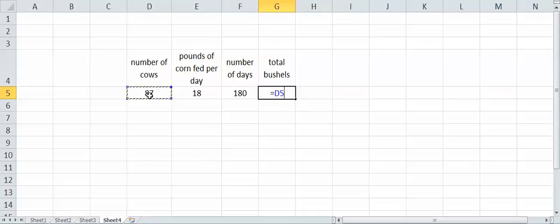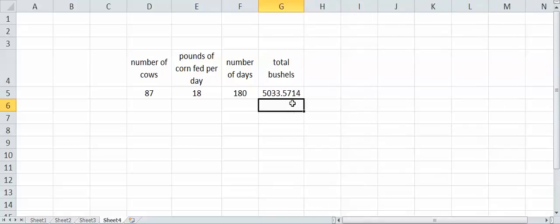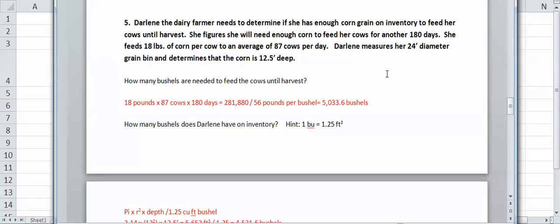So number of cows times number of pounds fed per day times number of days gets me total pounds of corn, and then divide that by 56 pounds of corn. 5,033 bushels of corn are needed to finish out feeding this corn, which is what I got by hand.